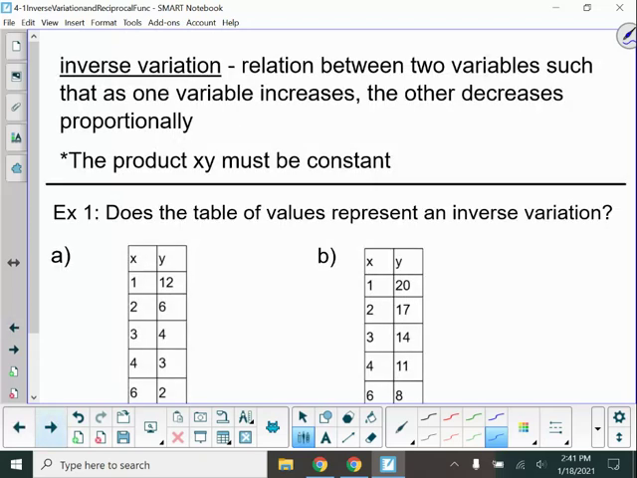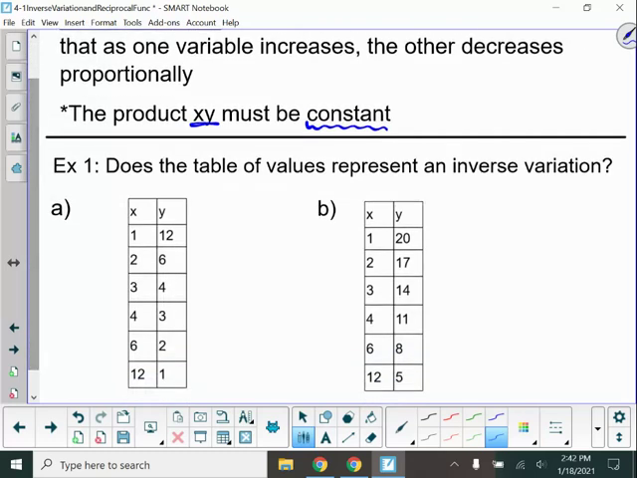An inverse variation is some relation between two variables such that as one variable increases, the other one is going to decrease proportionally. Simplified, your product, x times y, has to be some type of constant term. So you have an inverse variation if you multiply your x and your y together, and for every ordered pair, you get the same product.